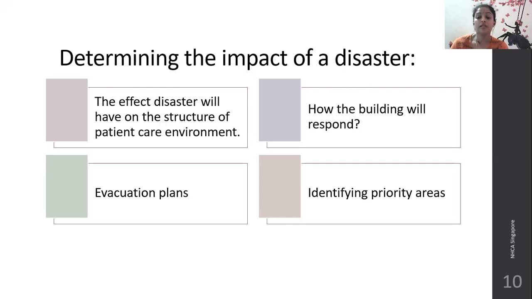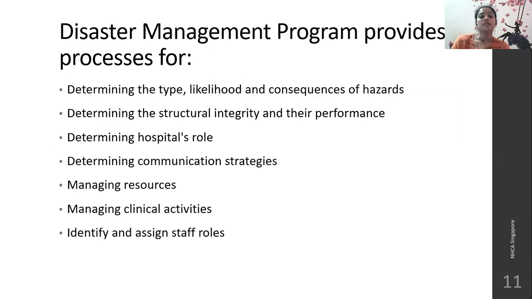Evacuation plan. If at all the disaster strikes, do you have an evacuation plan at your hand? Are your employees trained with the evacuation plan? And identify the priority area. Mostly the high risk area will be the first priority area if the disaster takes place. Disaster management program provides processes for determining the type, likelihood, and consequences of hazard. It depends upon region to region.